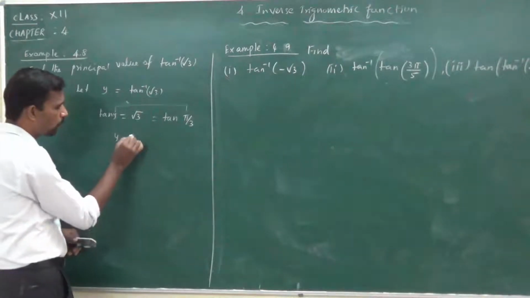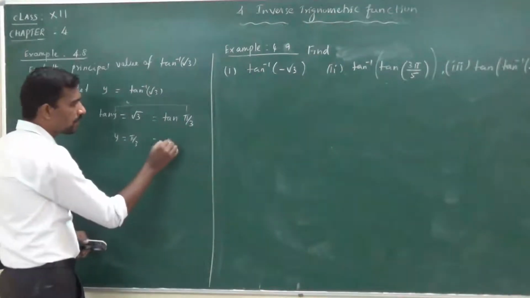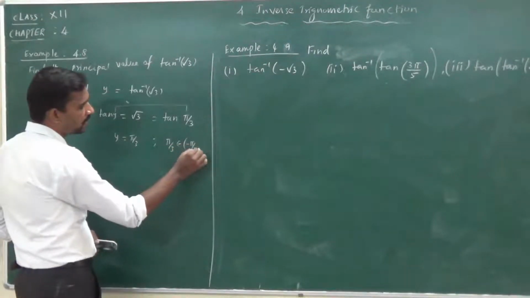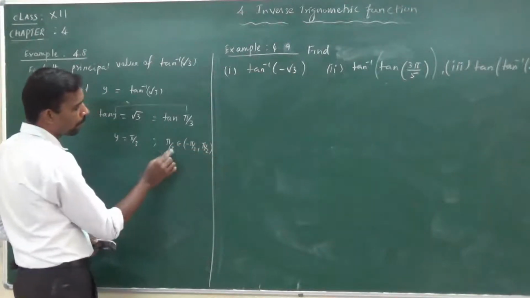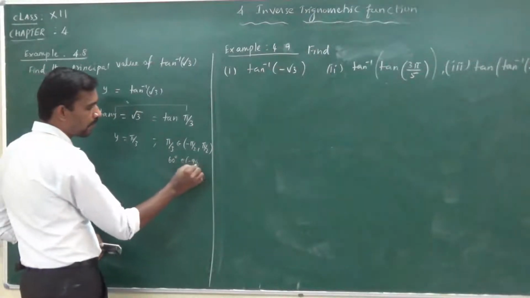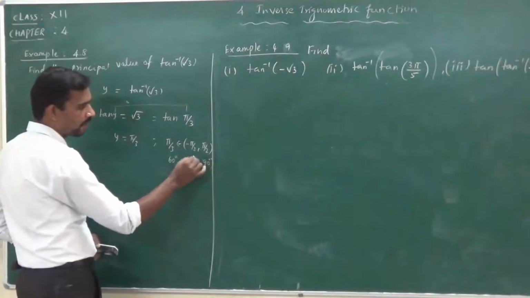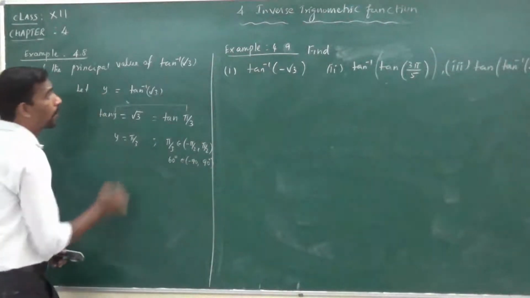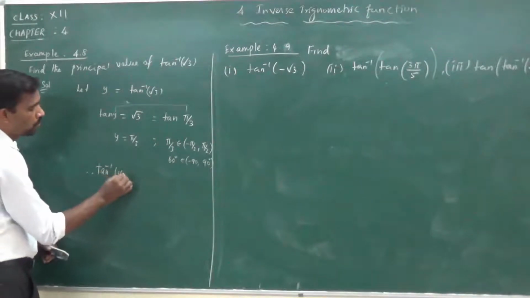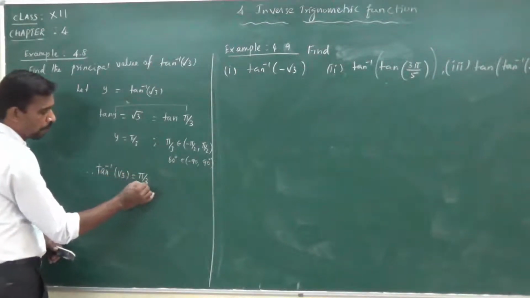So y is equal to pi by 3, and this pi by 3 belongs to the open interval of minus pi by 2 to plus pi by 2. Because pi by 3 is nothing but 60 degrees. So 60 degrees lies between minus 90 degrees and plus 90 degrees, right? So y is equal to pi by 3. That is tan inverse of root 3 is equal to pi by 3.